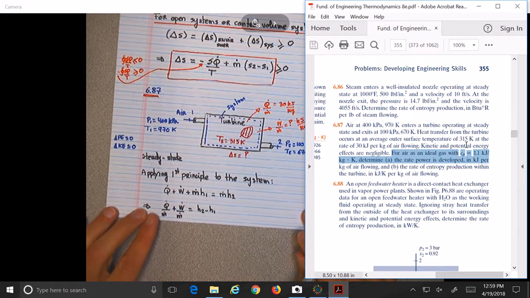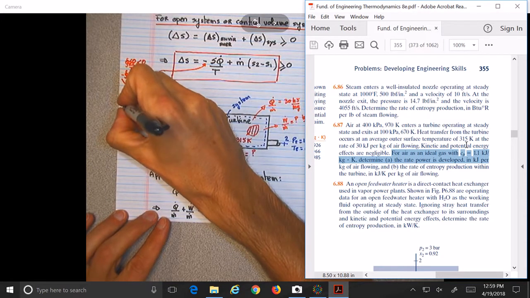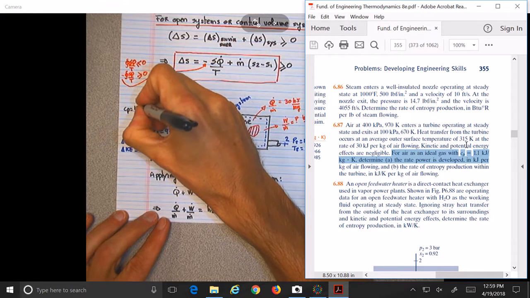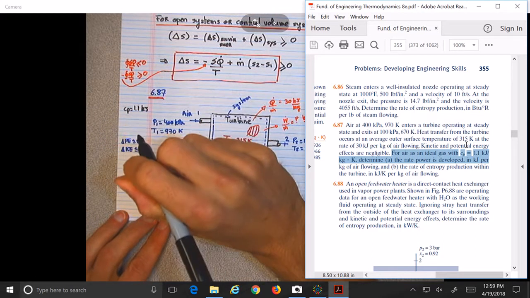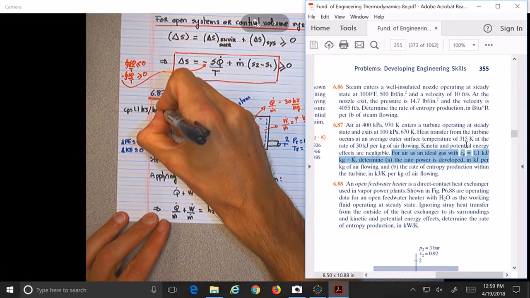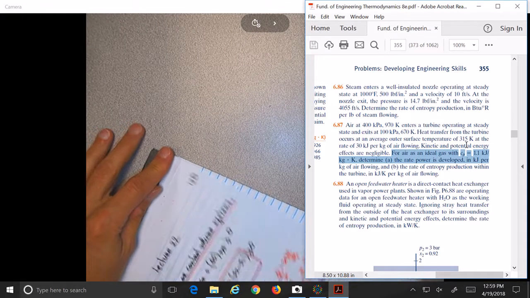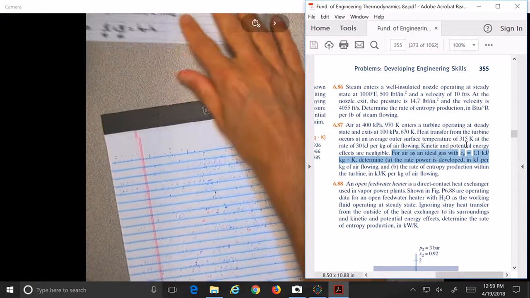So for ideal gas, so for air, just write down over here Cp equal 1.1 kilojoules per kilogram Kelvin. What is that? Why is that important? Okay, let me go to the next page and work it out.